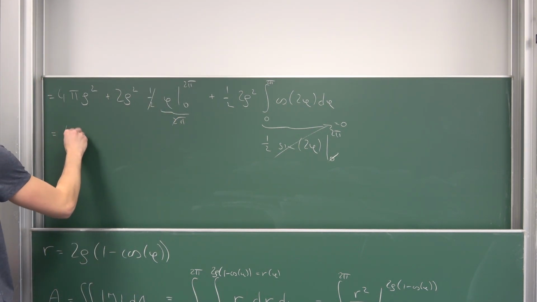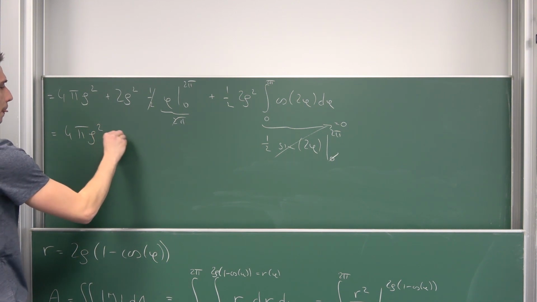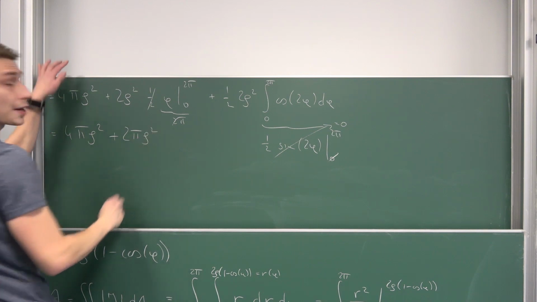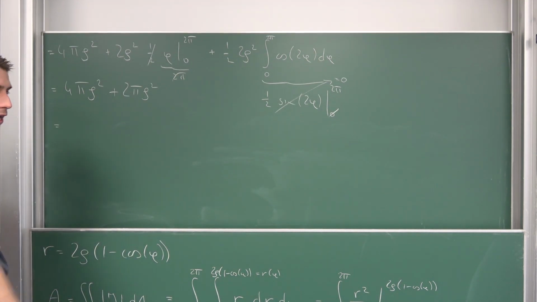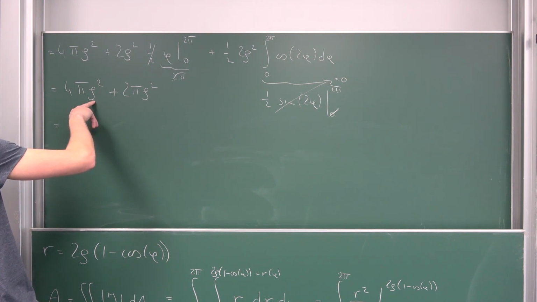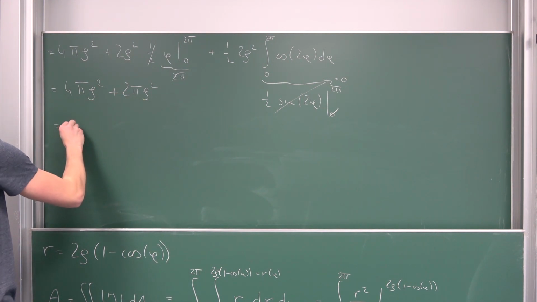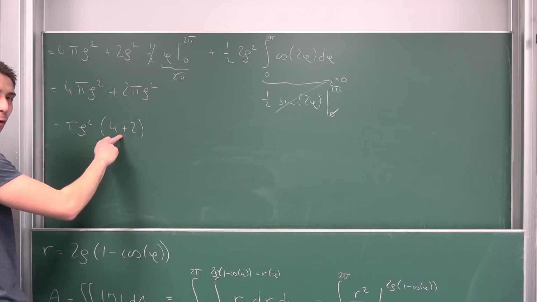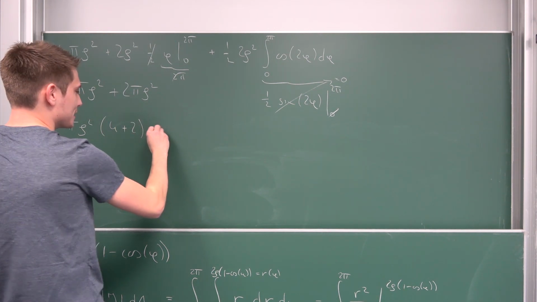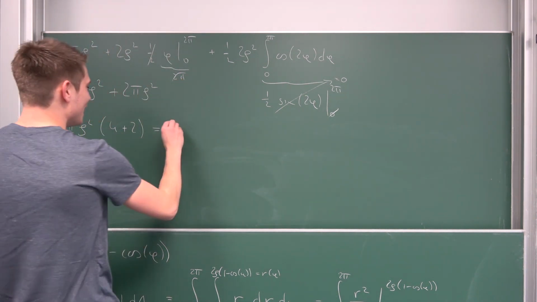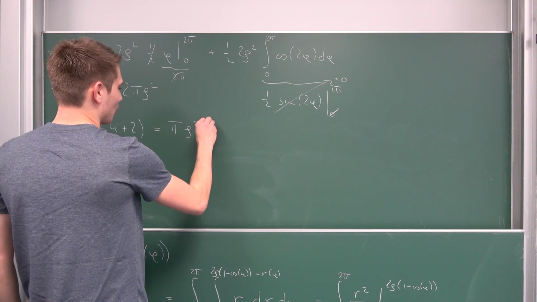In the end, we're going to get 4 times pi times rho squared plus 2 times pi times rho squared. Let's do the algebra a bit more. We have a common factor of pi times rho squared, so this is pi times rho squared times 4 plus 2. 4 plus 2 is nothing but 6. I'm just going to go along nice and easily.